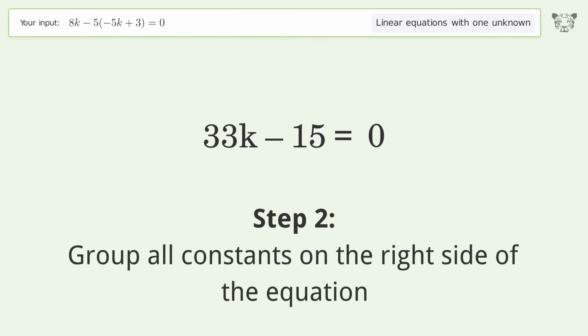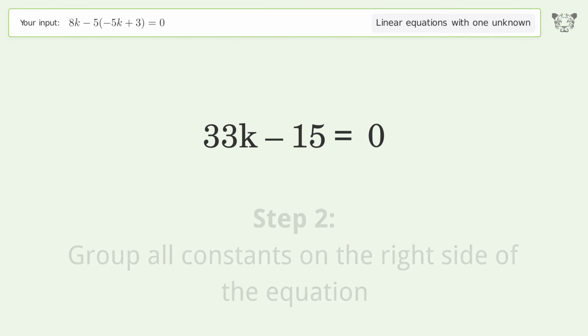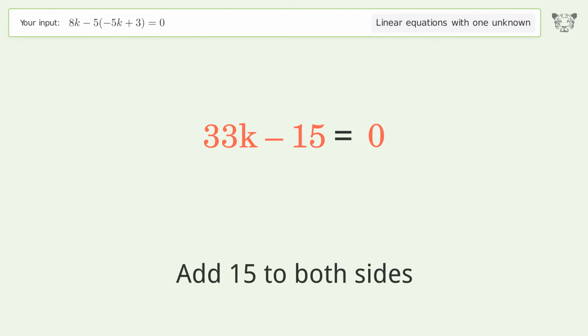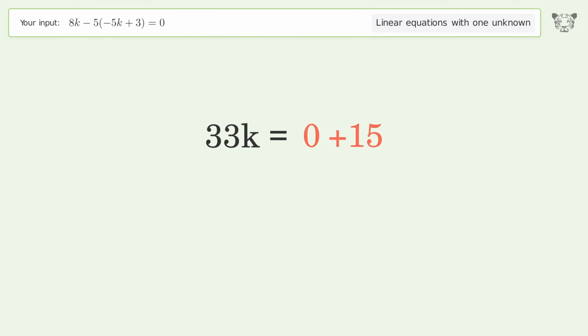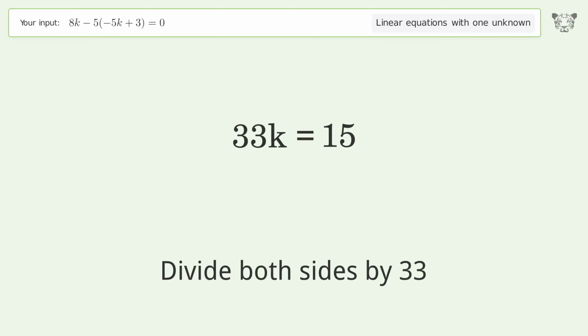Group all constants on the right side of the equation. Add 15 to both sides. Simplify the arithmetic. Isolate the k. Divide both sides by 33.